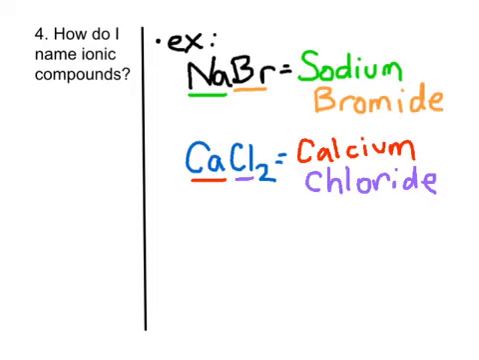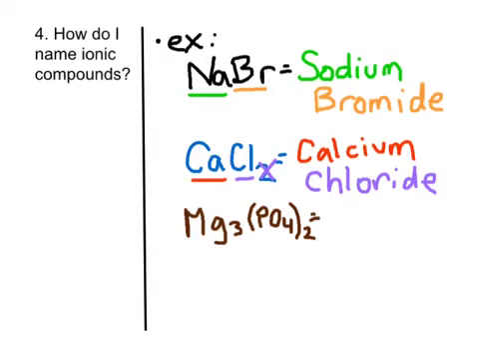Now, in the name, we do not have to address the 2 here. We don't have to say calcium dichloride or calcium chloride 2, because whenever we're working with ionic compounds, we will always have to crisscross. So the numbers come into play only when we're writing out the formulas, not the names. All right, let's do a couple more examples.